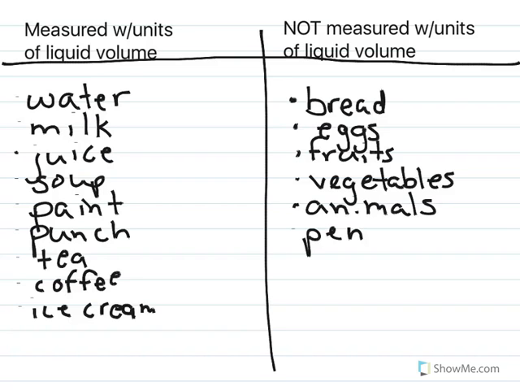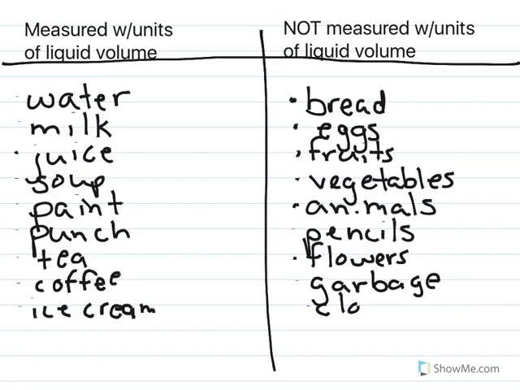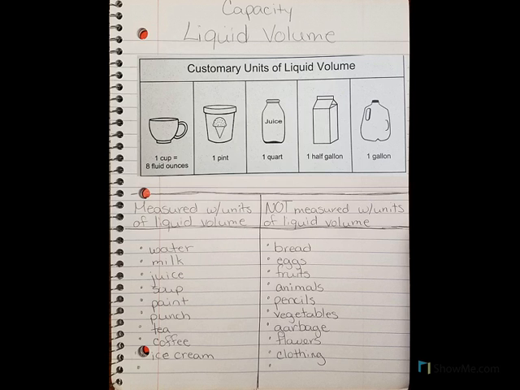Things like pencils, flowers, garbage, or even clothing. These are all examples of things that could not be measured using capacity or liquid volume because they're not liquids. Alrighty, so now your page should look something like this. We have our units of liquid volume chart up on top, and we have a couple of examples of things that can be measured in liquid volume and some things that are not measured in liquid volume.